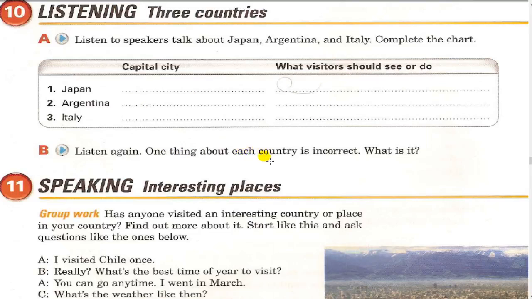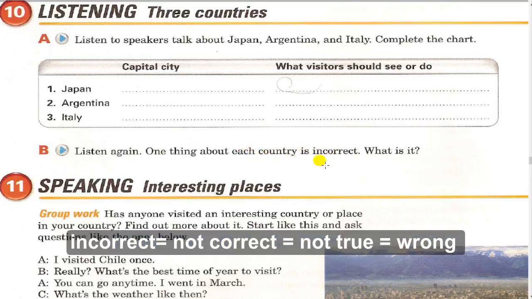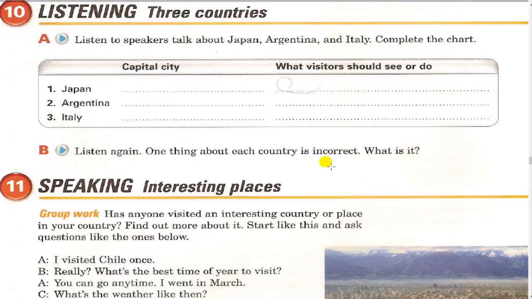One thing about each country is incorrect. Incorrect, not correct, not true. Wrong information. What's the wrong information? What's incorrect, what's not correct, then you correct it. Let's start to listen. You will listen 2 times.